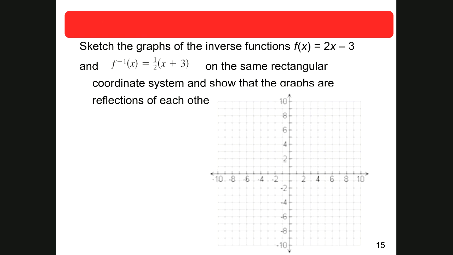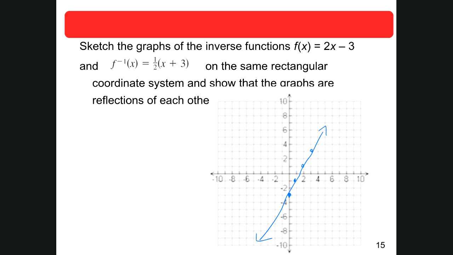It says sketch the graph of the function f of x equals 2x minus 3 and its inverse 1/2 x plus 3 on the same rectangular coordinates. We can do that. 2x minus 3 goes down here, then slope is 2. So it looks something like this.